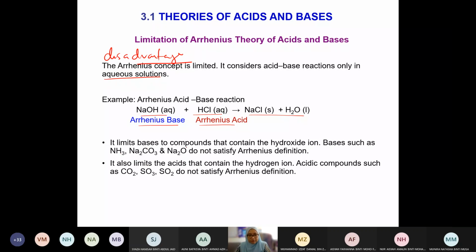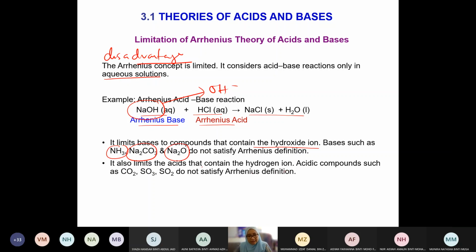It limits bases to compounds that contain the hydroxide ion only, like sodium hydroxide. Sodium hydroxide has OH minus, right? So no wonder it can produce OH minus. So how about other substances that have no OH minus? Surely they can't be not a base just because they have no OH minus. So that privilege gets revoked. So Arrhenius is weak there, because substances such as ammonia, sodium carbonate, and sodium oxide do not satisfy the Arrhenius definition. That's the problem related to Arrhenius.